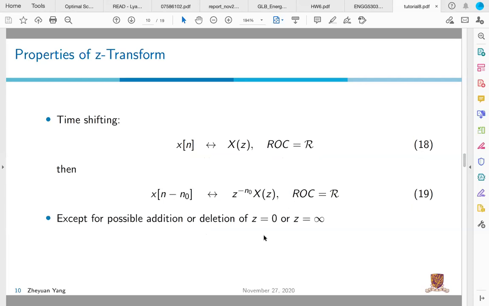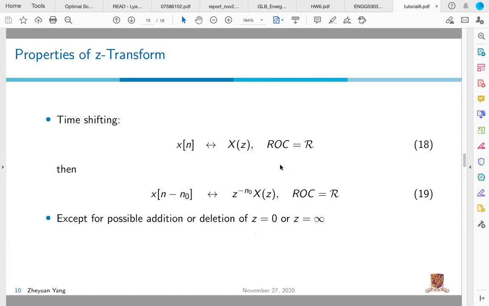The second property is the time shifting. Our original signal is x[n], the z transform is X(z) with ROC equal to R. If we shift by n0 units in the time domain, the z transform of the new signal is equal to z to the power minus n0 times X(z), and the ROC is unchanged, except for some possible addition or deletion of z equals zero or z equals infinity. This is the time shifting property.